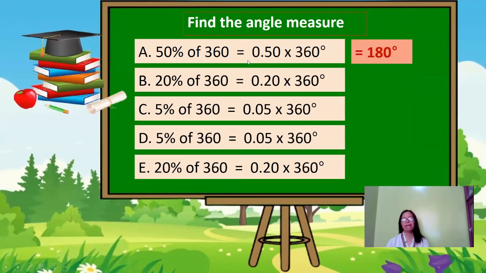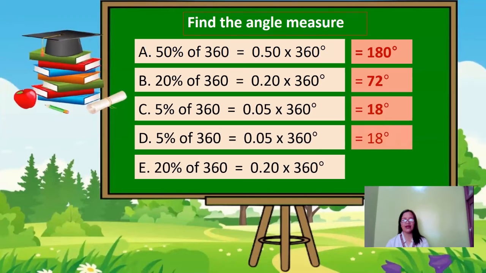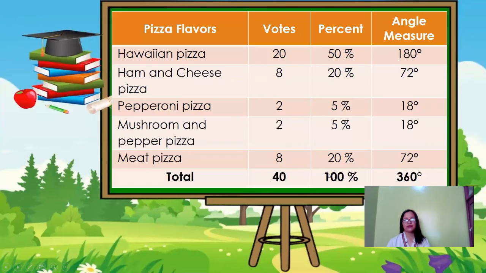So, for letter A, 0.50 times 360, we have 180 degrees. Letter B, 0.20 times 360 is 72 degrees. Then letter C and letter D, 18 degrees. And letter E, 0.20 times 360 degrees is the same as letter B, 72 degrees. Now, we have the rate and the angle measure for each. So, let us now organize the data.